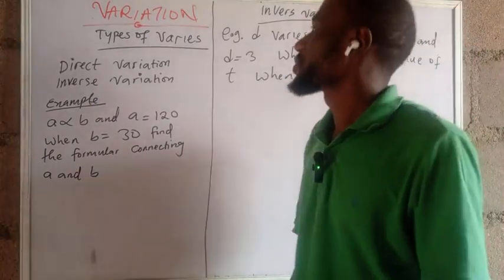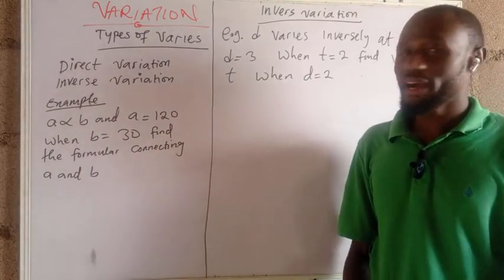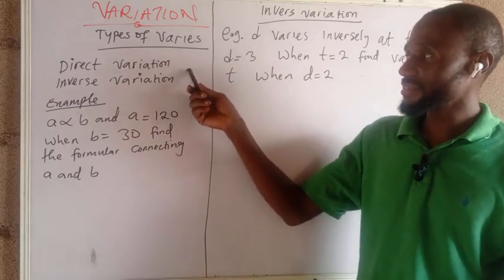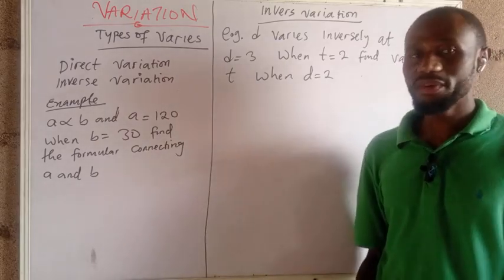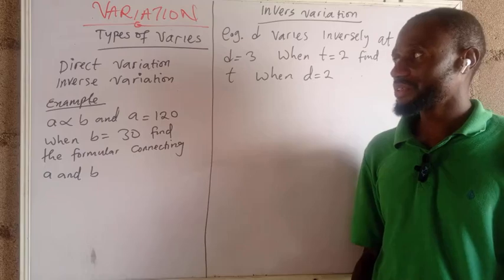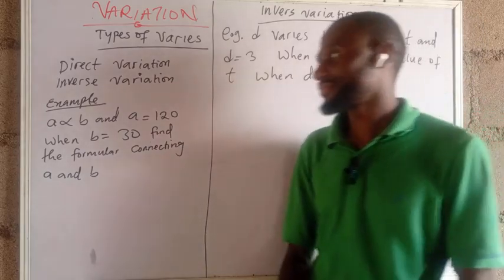Hello viewers, in this video we're going to learn variation, and in variation we have two types: direct variation and inverse variation. Then we are going to solve examples containing both direct variation and inverse variation.